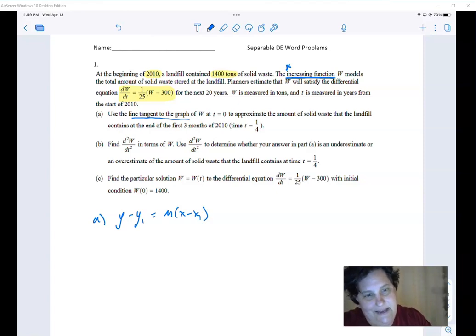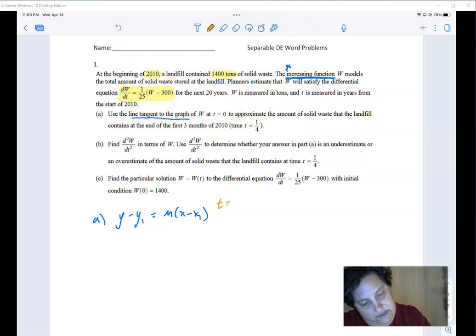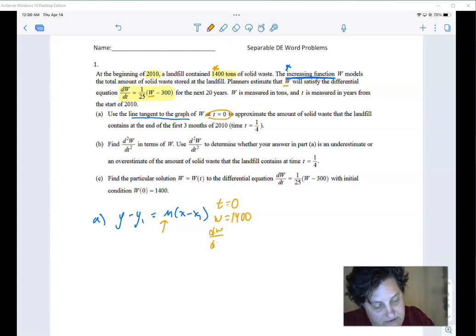Now, in this case, x is actually the t variable, right? And so we've got time, tangent line at time equals 0. There's a tangent line of the graph at time equals 0. When time is 0, what's the y value? Now remember, W is basically the y value. We have an equation here, W in terms of t, the amount of waste in terms of t, right? At time 0, it kind of told me right here. It's 1,400. And then I need to find the slope. Well, what's the slope in terms of W and t? Slope is a derivative. It's dW/dt.